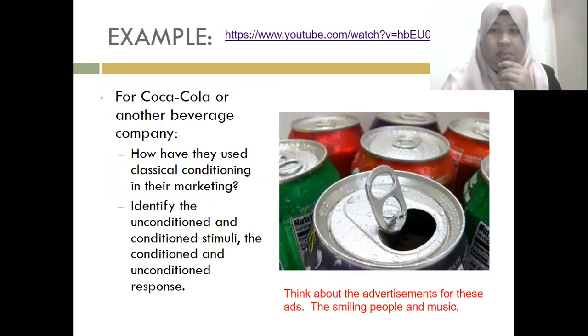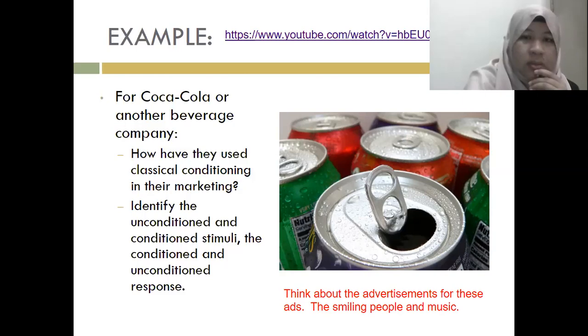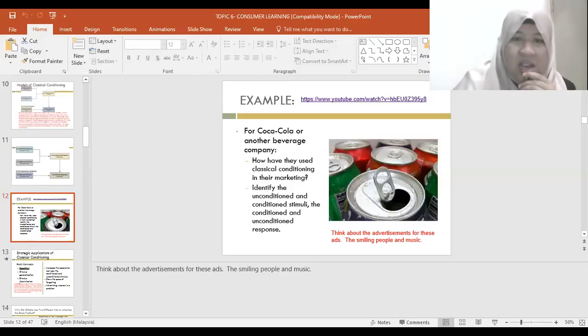In here they take an example of how Coca-Cola or another beverage company uses classical conditioning in their marketing. So they identify the unconditioned and conditioned stimuli, the conditioned and unconditioned response. They think about the advertisement for these ads, the smiling people and the music. What I'm trying to tell you all, students, is I have actually made some research on this.